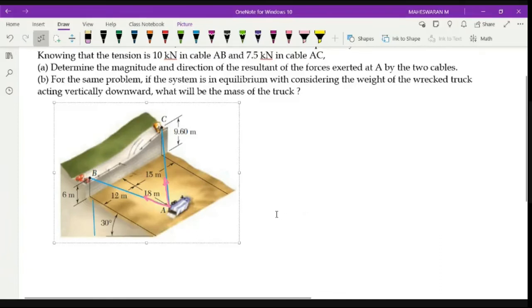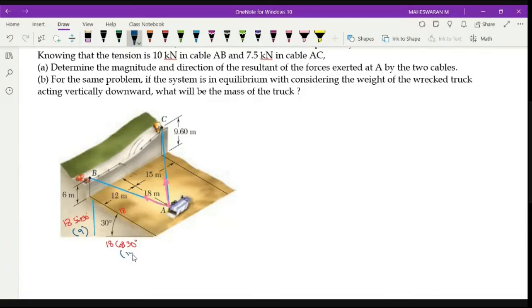From here to here, they have given 18. So this is 18 meters. Can you identify what is this distance? 18 cos 30. What is this vertical height? It is 18 sin 30. So what is 18 cos 30? It is 15.58.